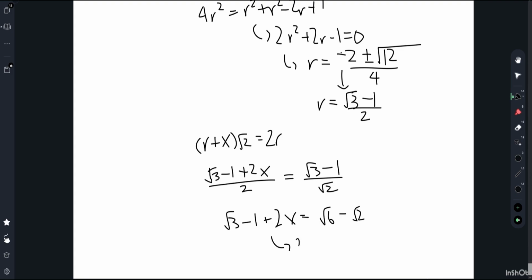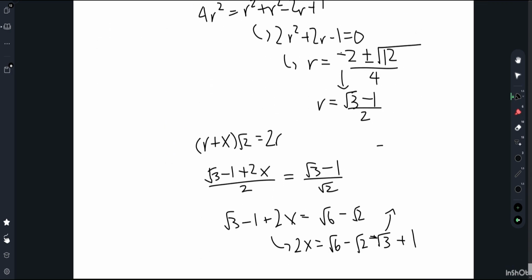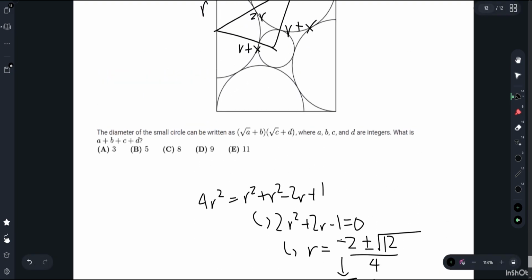So this gives us 2x is equal to root 6 minus root 2 minus root 3 plus 1. 2x is the diameter, which is what we want to find. So the factorization of this is root 3 minus 1 times root 2 minus 1. And so 3 plus 2 minus 1 is equal to A, 3.